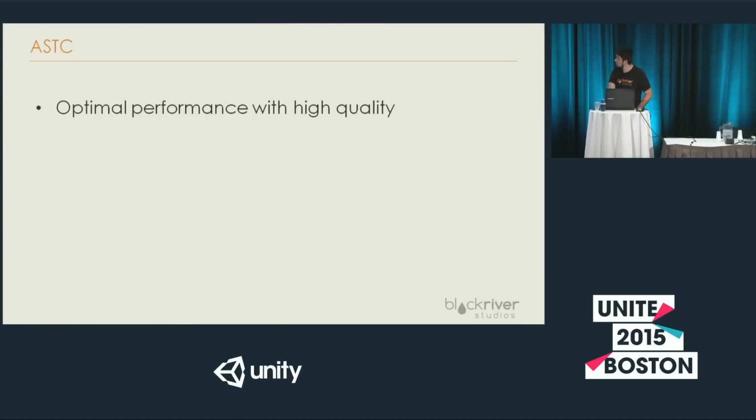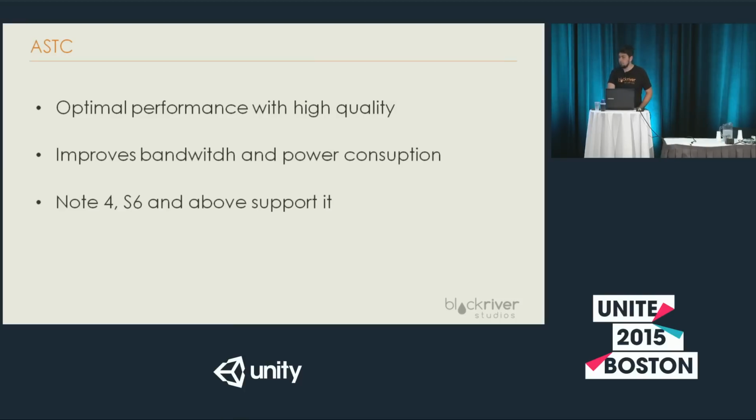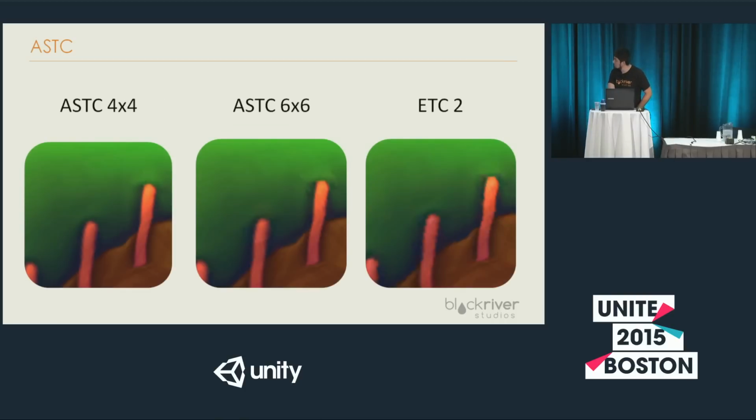The texture compression we used for this project was ASTC. It gives you the best performance and high quality. It improves bandwidth and power consumption, but only a few devices support it. Note 4, S6, and above support this. You have to be really careful, because if you build for ASTC or another texture compression that's not supported by your device, the GPU will uncompress the textures so it can run them, so performance will be really bad. Unity supports ASTC on the OpenGL ES 3 profile and for Android 5 devices.